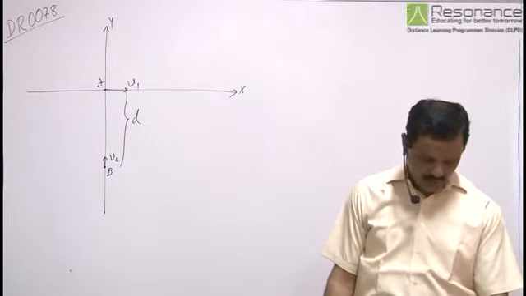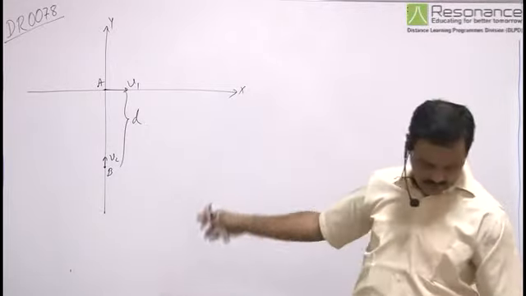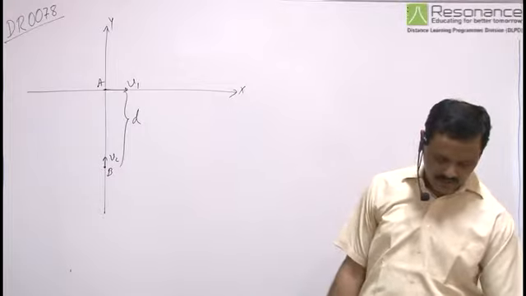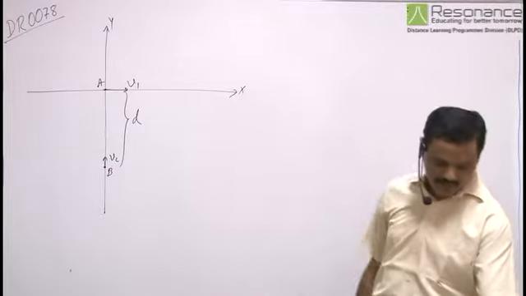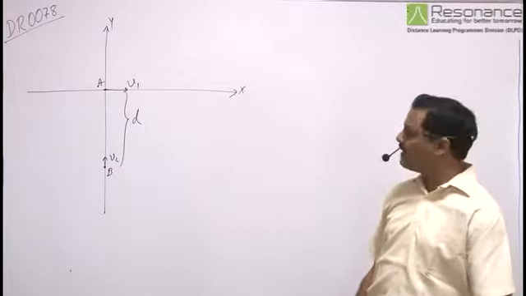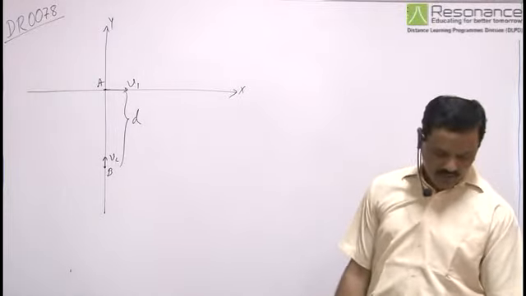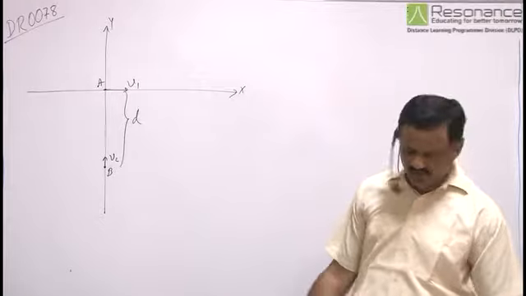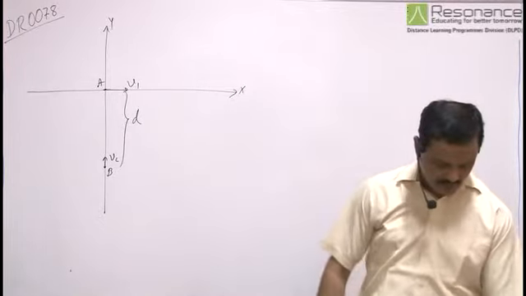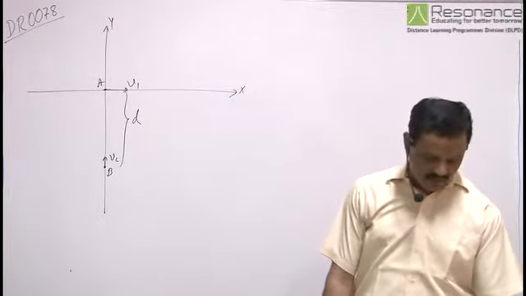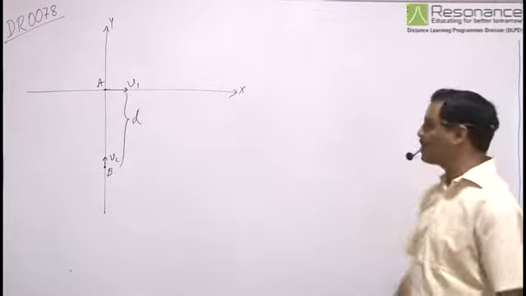In this problem, two particles A and B move with velocities v1 and v2 respectively along the x and y axis, as can be seen in this particular diagram. The initial separation between them is given to be d. Now we need to find the least distance between them during their motion.